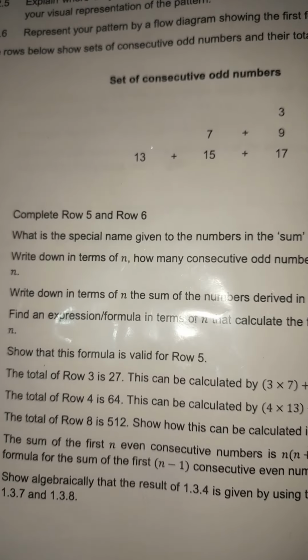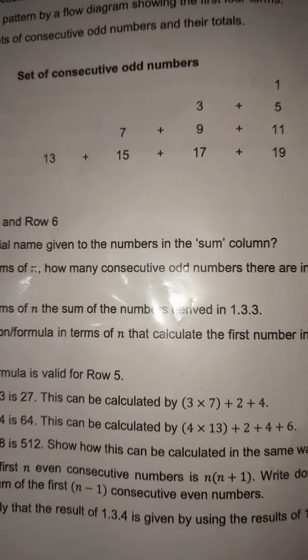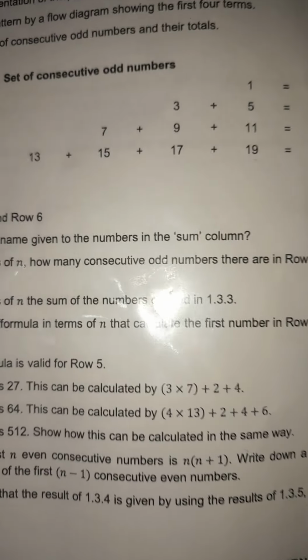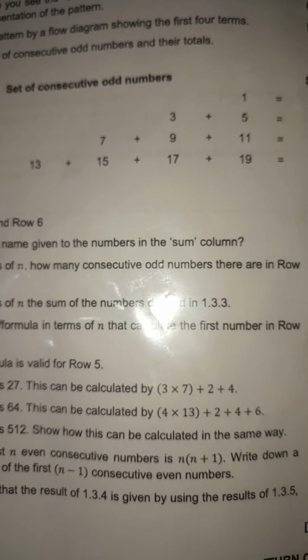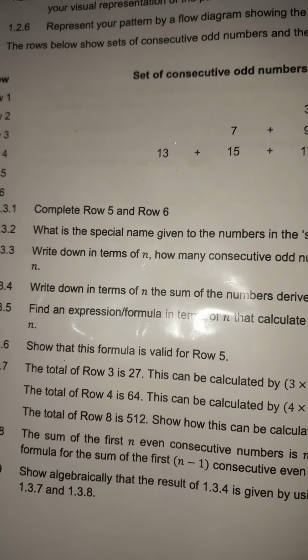As we can see, row 3 is 27. So this was calculated as 3 times 7, which is 21, plus 2, which is 23, plus 4, that will be 27. Similarly as at row 4.